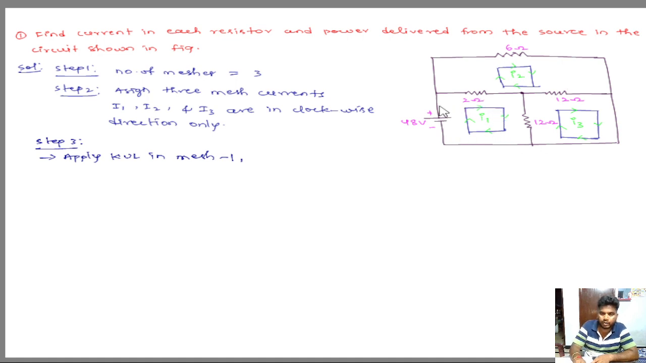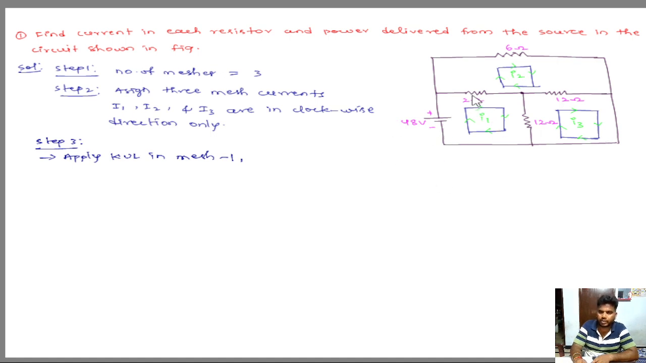This is my mesh 1. First, observe how many branches are connected in mesh 1. There are three branches: two resistors and one voltage source. Two resistors means voltage drop is occurring, as we already discussed in the sign convention. We know the voltage drop or rise across a resistor based on the current direction.